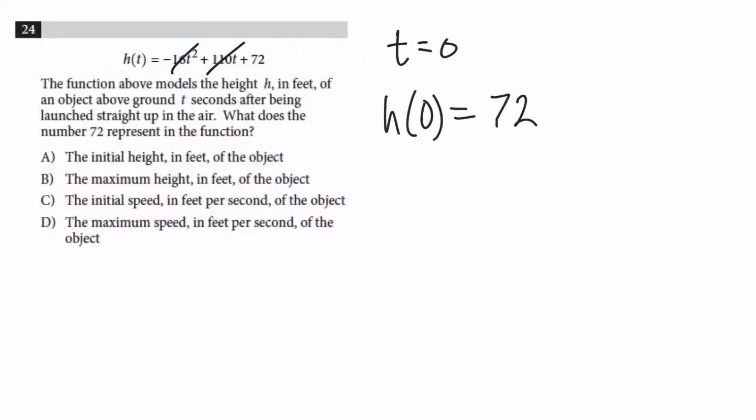All right. Let's read through the answers. A, the initial height in feet of the object. Gee, that sure matches what we think. B, the maximum height of the object. No, that would be at the vertex. C, the initial speed. Nope, this has nothing to do with speed. And the maximum speed, again, nothing to do with speed. So A is our solution.